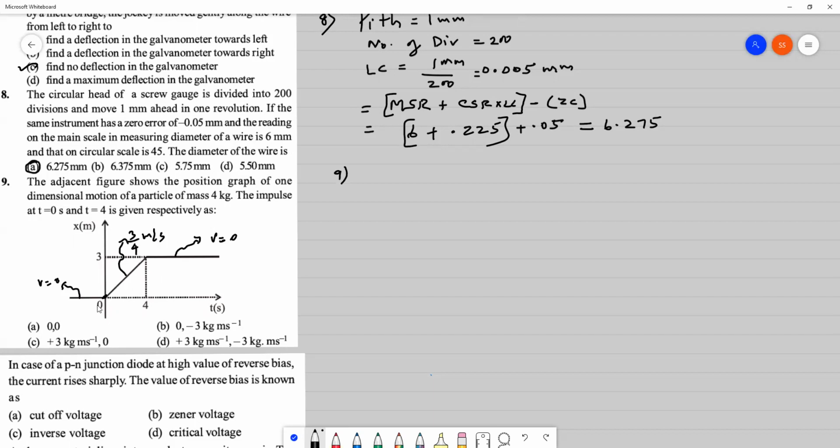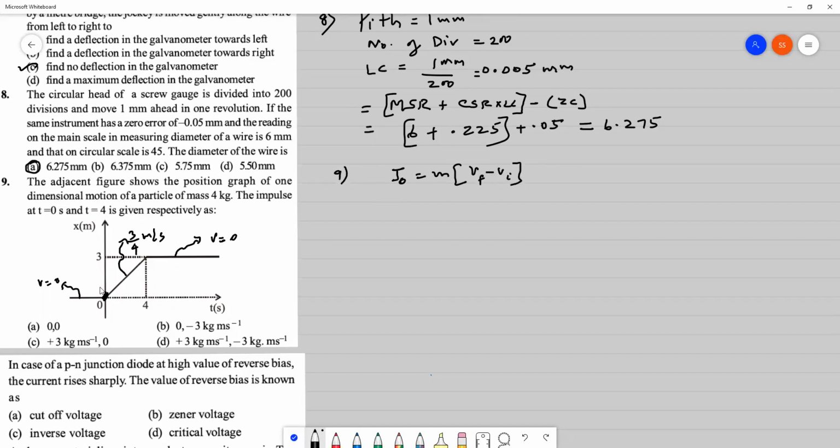They are asking the impulse at t is equal to 0. What is the impulse? According to the impulse momentum theorem, the impulse is equal to change in momentum. So the impulse at t is equal to 0 is equal to mass into change in velocity. Change in velocity is final velocity minus initial velocity.